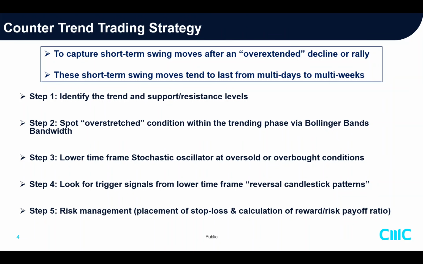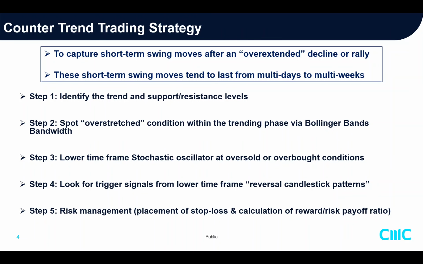Basically, there are 5 steps to it. Firstly, identify the trend and the support and resistance levels. Then spot the overstretch condition within the trending phase via the indicator called Bollinger Band bandwidth, which I covered in my earlier modules, where I shared the key technical indicators that we can implement in the various respective trading strategies. Later I'll touch on it in more detail, not to worry. Also use the lower time frame stochastic oscillator to look out for oversold or overbought conditions.